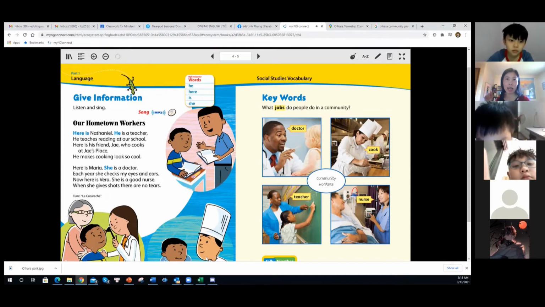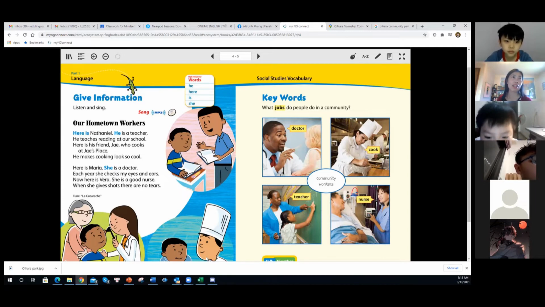He teaches reading at our school. Here is his friend, Jay, who cooks at Jay's place. Make cooking look so cool. Here is Maria, she is a doctor. Each year she checks my eyes and ears. Now here is Vera, she is a good nurse. When she gives shots, there are no tears.